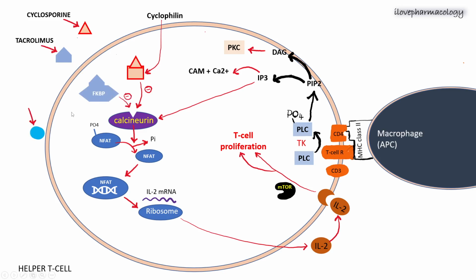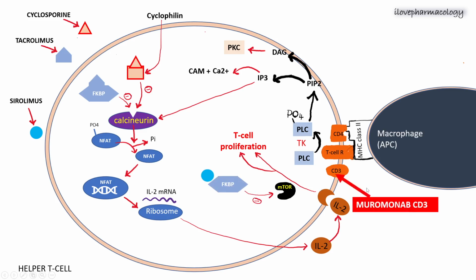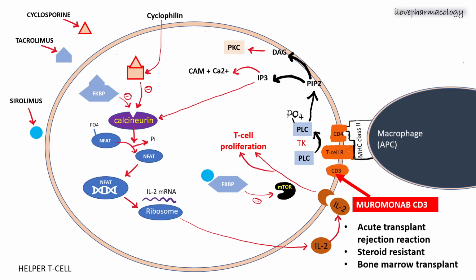And there is sirolimus, which is an mTOR inhibitor, which will inhibit the mTOR activity by combining with the FK binding protein. And you have muromonab, that is anti-CD3, which will inhibit the CD3 activation. So basically they are used in preventing acute transplantation rejection reaction, steroid resistance cases, and bone marrow transplant patients. And muromonab, please remember, can produce cytokine release syndrome.